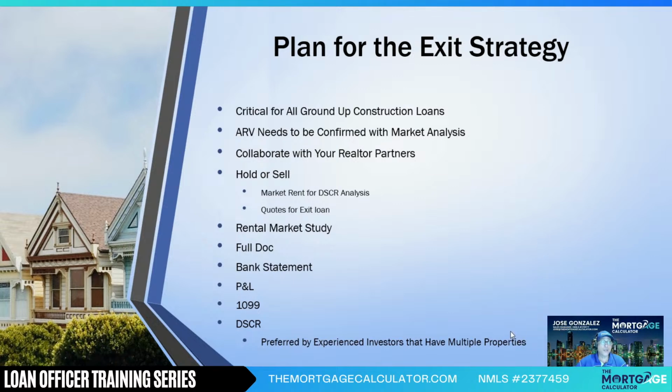So it's real important you discuss this with your investors and see how they plan to exit the property, by selling or by refinancing into an end loan, and make sure that you discuss with them what income type they plan to use for that loan. If they're going to go full doc, traditional full doc, or if they're going to go bank statement, P&L, 1099, or, as most of our experienced investors prefer, are they going to use the DSCR loan?